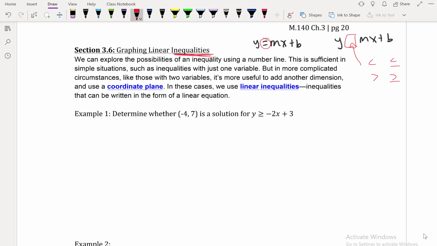So here, for example number 1, it's asking us to determine whether this ordered pair is a solution for this inequality. So what is this telling us? Well, it gave us an ordered pair, (-4, 7). So this tells us that x is equal to -4 and y is equal to positive 7. So we want to plug that into the inequality and see if it's true or false. So we have y greater than or equal to -2x plus 3.